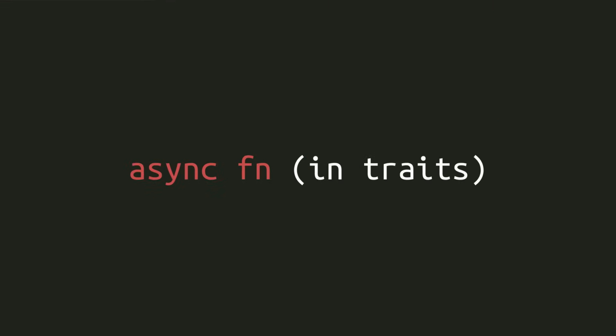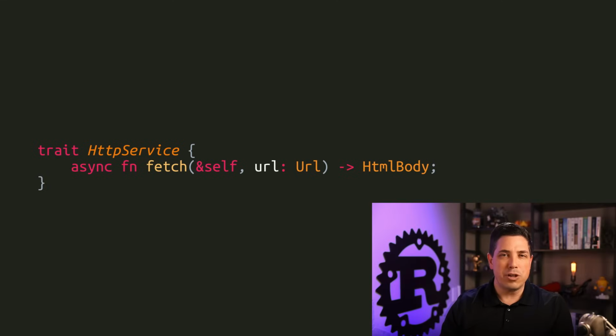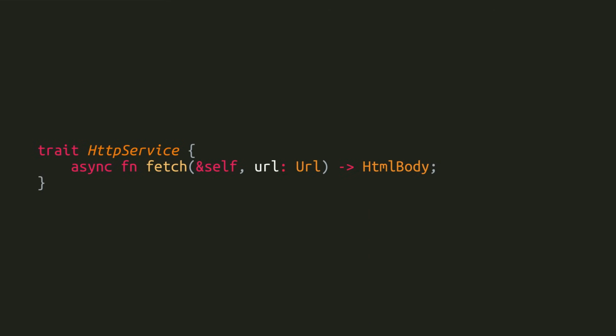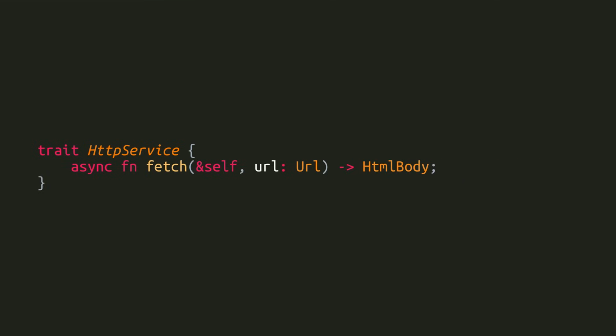Because this works, async fn in traits is now also supported. This means you can define async methods in traits like this. So here we have an async method fetch, which returns an HTML body. What does this have to do with return position impl Trait in traits? Async fn is syntactic sugar for a method which returns an impl Future. So now you can see why return position impl Trait in traits enables the async fn feature as well.